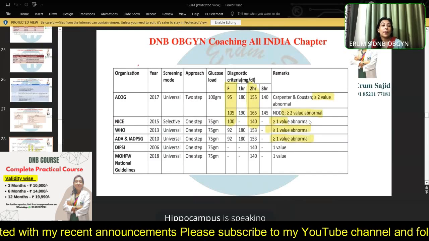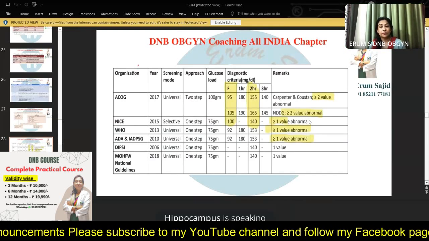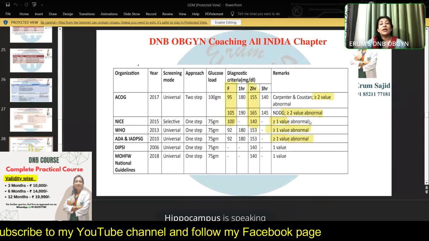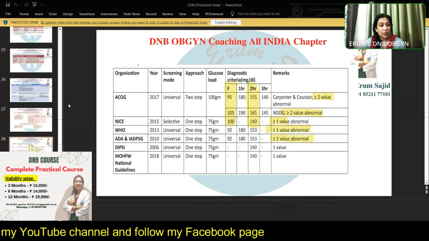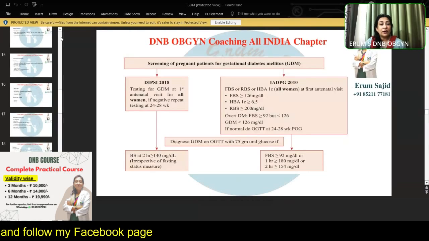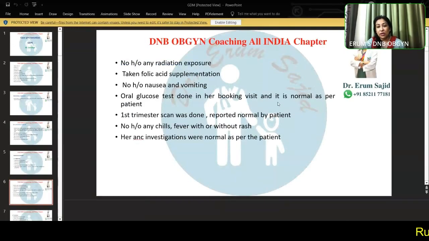Since she's under 140 milligram per deciliter, I want to repeat DIPSI again around 24 to 28 weeks. Okay. So we are currently sitting on the first trimester, and since you spoke about it, I just took you here. Now we'll go back to our viva on the first trimester. You've done an OGTT at her booking visit and it is normal, which is why I was asking why exactly you have done her OGTT right now.